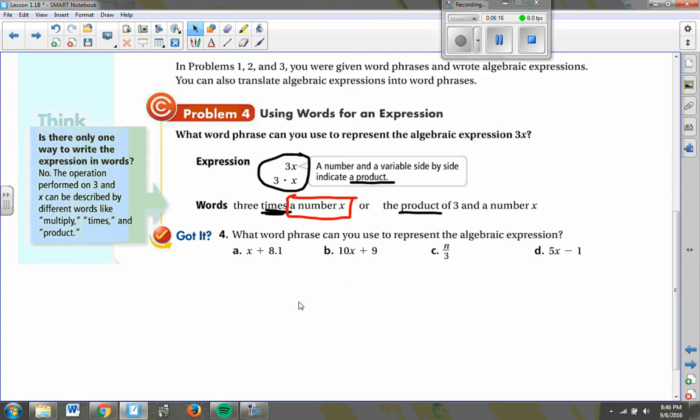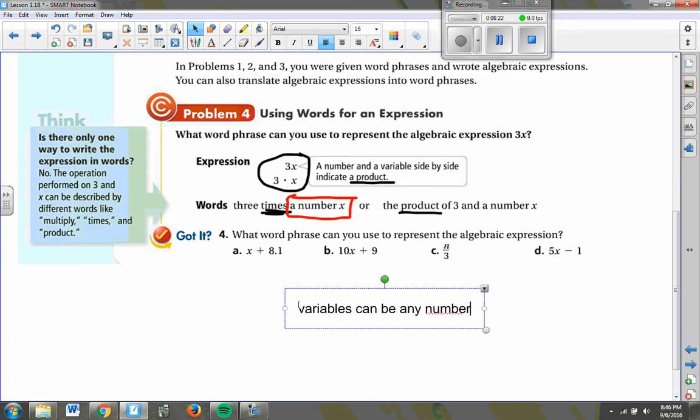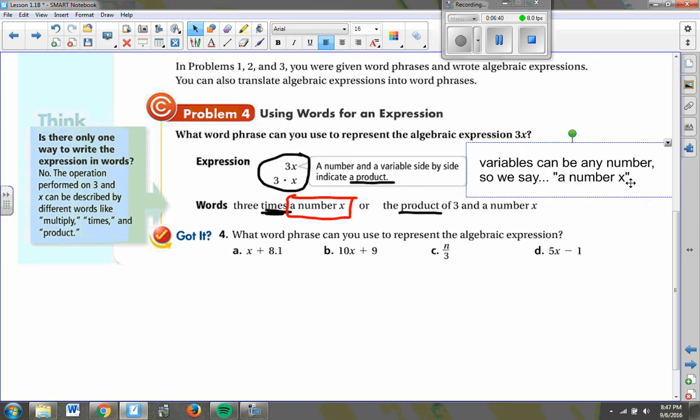Variables can be any number. So we say a number x, or a number n, or a number q, or whatever that letter is. Because variables can be whatever number they want, we do indicate that when we write it out, by saying a number.